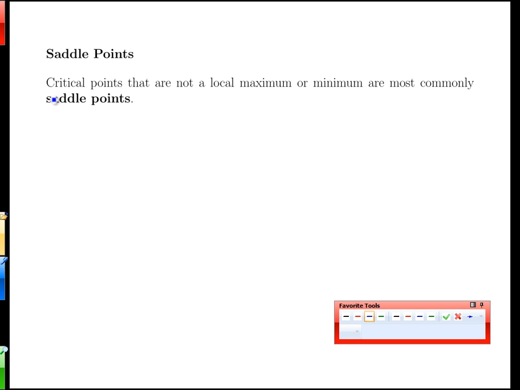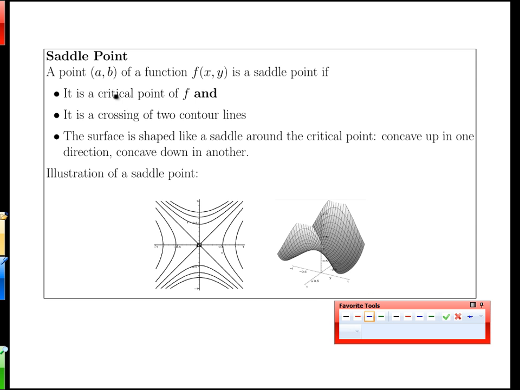The critical point that we just identified that was neither a max nor a local min, they're most typically saddle points. There are other slightly more exotic types of critical points when we talk about surfaces, but the most common one seen in the wild is a saddle point. And what is a saddle point?